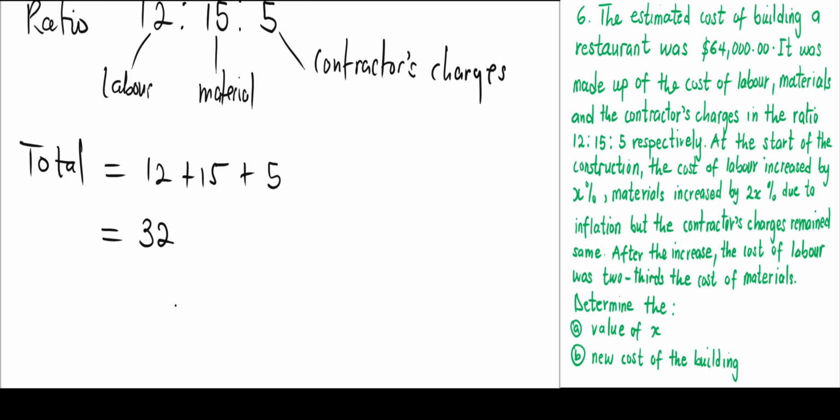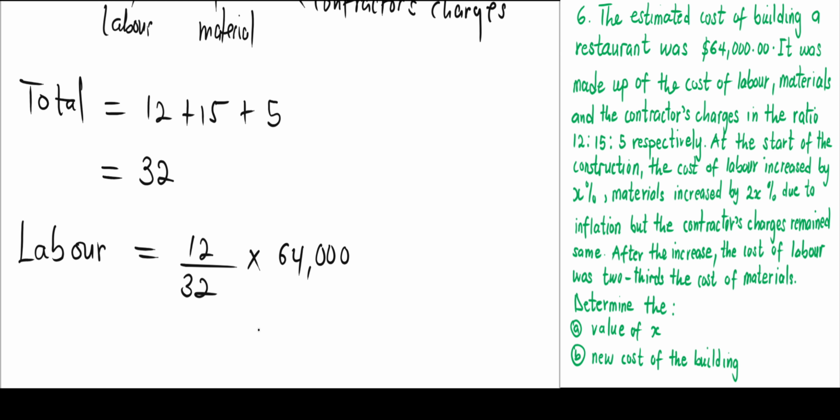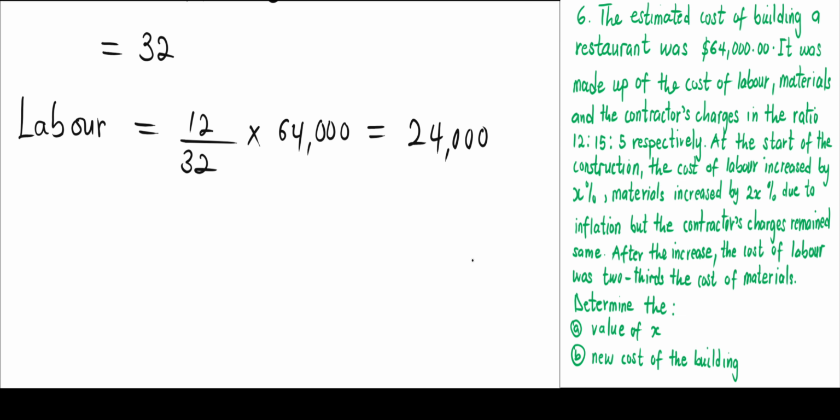So let's just start with the labor. It's going to be the part of the labor, which is 12 out of the 32 times the total cost, which is 64,000. This will help you to determine the cost that goes into labor. So you have 12 divided by 32 times 64,000, and this will give us a result of 24,000. So this is the estimated cost for labor.